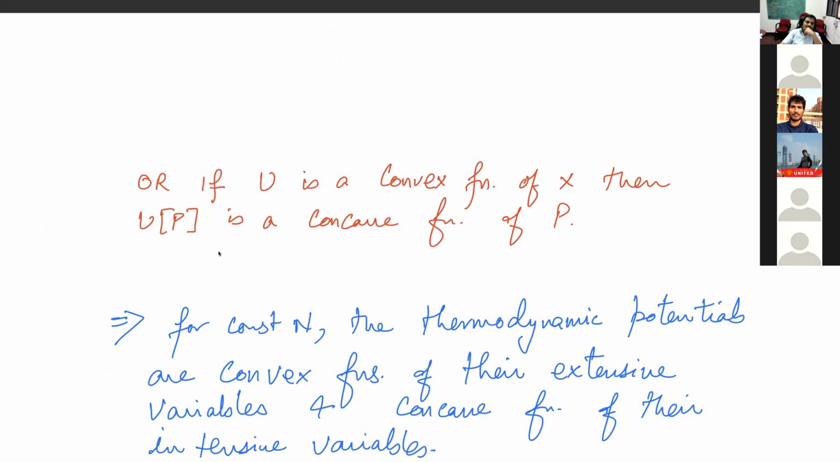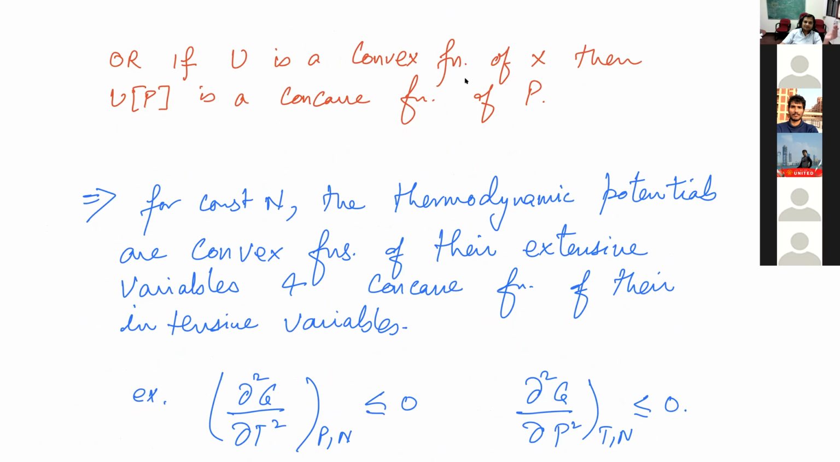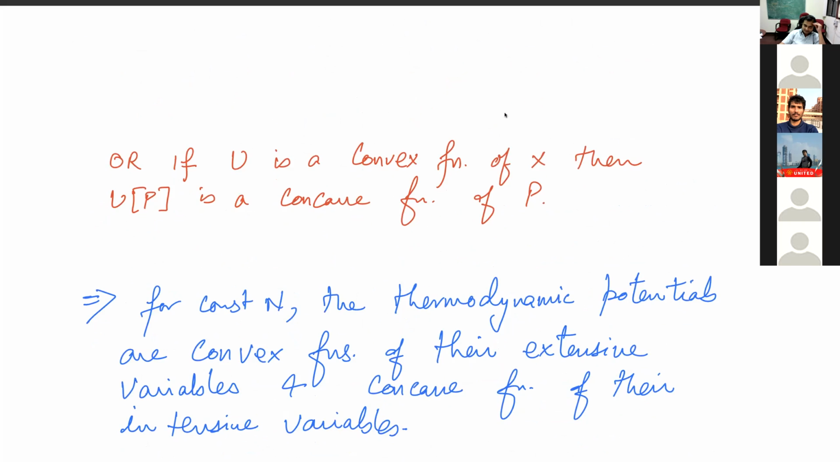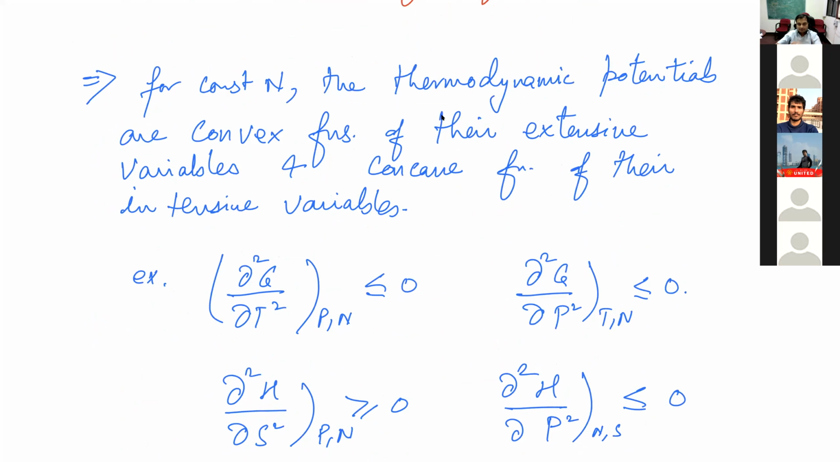Or the other way to think of it: if U is a convex function of X, so internal energy we saw was a convex function of X, then U of P, the thermodynamic potential, because it has the opposite sign in terms of the variable P, is a concave function of P. So that's the slightly mathematical algebra that we did, but the result now makes it very interesting.